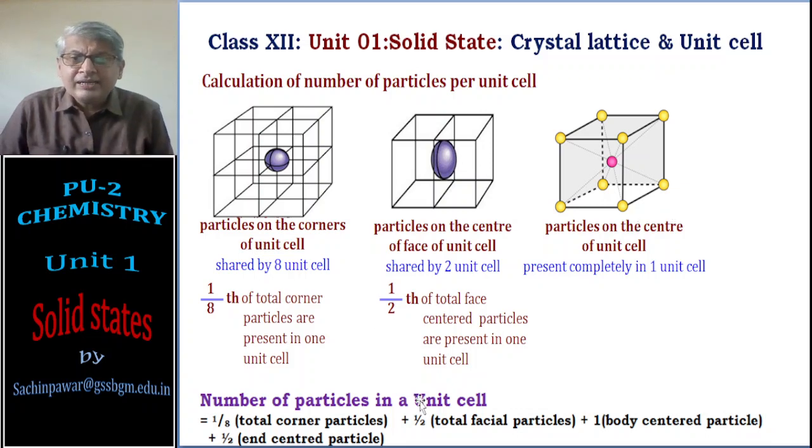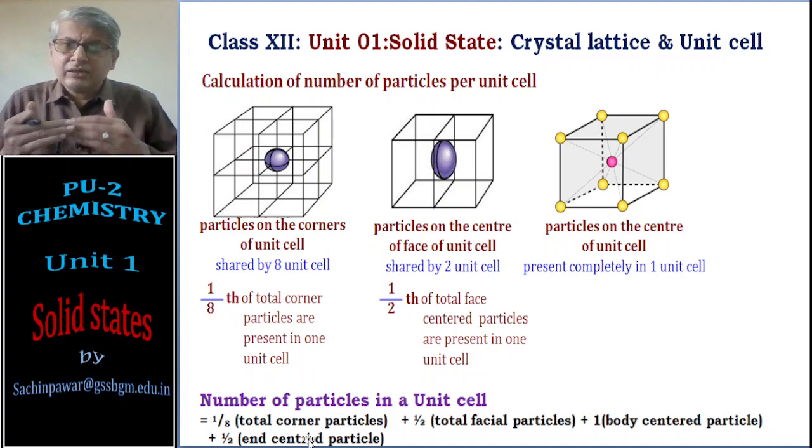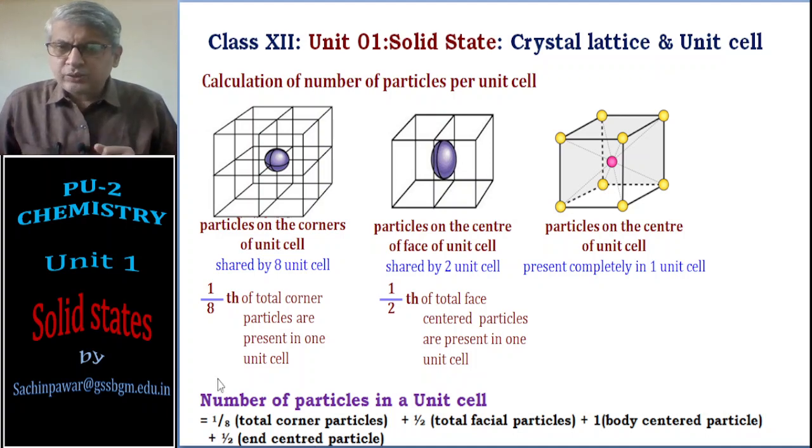So if I use this analogy, then the number of particles in a unit cell can easily be calculated by the formula: 1/8 into the total number of corner particles, plus 1/2 into the total number of face centered particles, plus 1 if a body centered particle is there, plus half if an end centered particle is there. End center means again a face center only, because end center means any two opposite faces will have the particle. So again it is the face itself, divided by 2. This can be applied for a cubic unit cell like this. I'll take this last part and I'll stop.